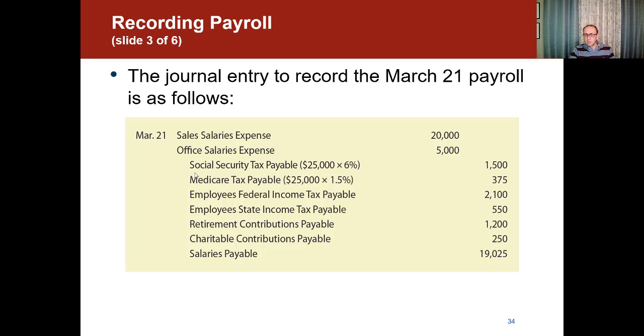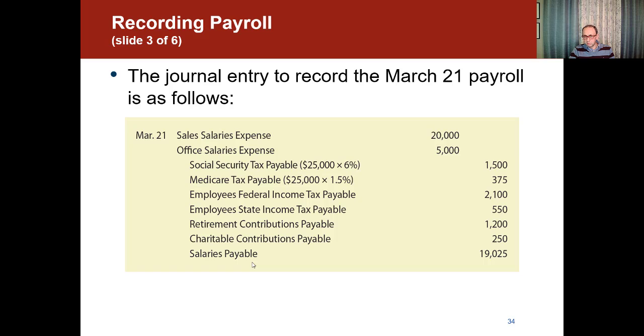So in this case, we have Social Security tax payable. It's based on the $25,000 multiplied by 6%, and that's $1,500. We have the Medicare tax payable, $25,000 multiplied by 1.5%, and that's $375. We have the employee's federal income tax payable, the employee state income tax payable, the retirement contributions, and the charitable contributions payable. So these are the amounts that we deducted from our employees' paychecks. That was the gross pay, and these are the deductions. At the bottom here we have $19,025. That's the net pay, and that's the amount that's salaries payable.